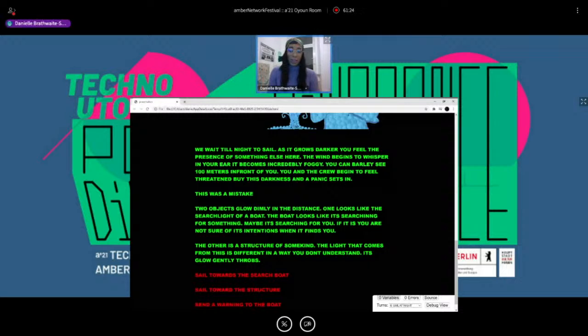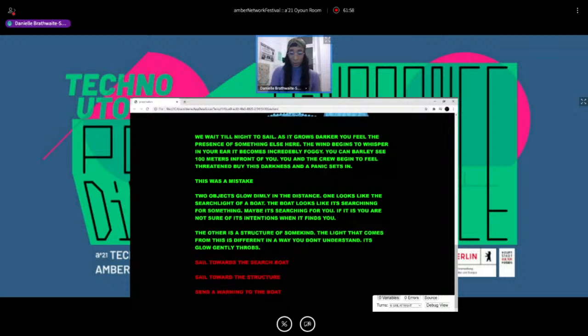Two objects glow dimly in the distance. One looks like the searchlight of a boat. The boat looks like it's searching for something. Maybe it's searching for you. If it is, you are not sure of its intentions when it finds you. The other is a structure of some kind. The light that comes from this is different in a way you don't understand. Its glow gently throbs. So we can either sail towards the boat, sail towards the structure, or send a warning to the boat.